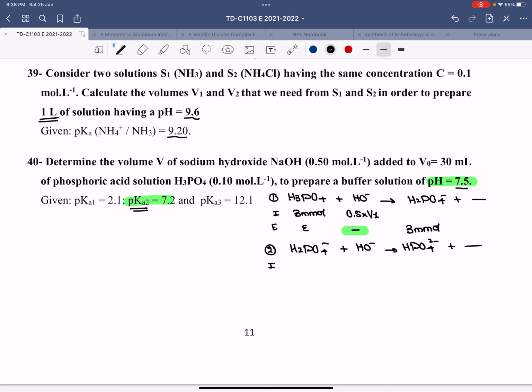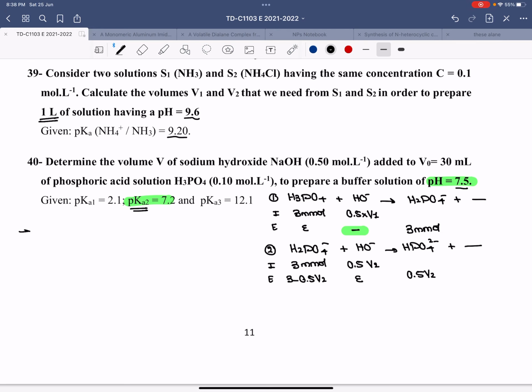Initially I had 3 millimole of H2PO4 minus, and 0.5 V2 of HO minus for the second reaction. At the end, I'm stuck in the second, so I cannot say that HO minus is the limiting. If you are stuck in the second, it means HO minus has been consumed. It means HO minus is now a value of epsilon. This is 3 minus 0.5 V2, and this is 0.5 V2. The idea is to find V1 and V2.